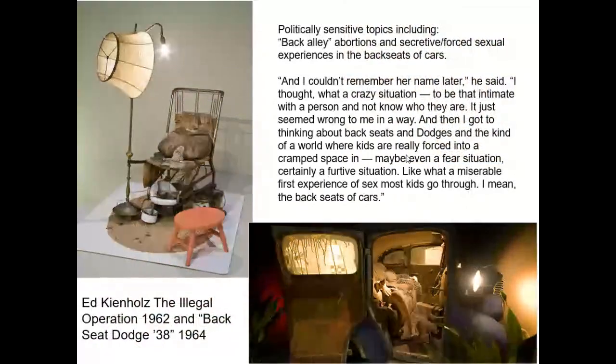Definitely the Kienholzes, Ed and his wife Nancy, who worked together as assemblage sculptors. They created sculpture by combining objects, both things that they found in the environment, things that they made and fashioned together. His work, their work together, is very much about very politically, socially sensitive issues. The illegal operation obviously references back alley abortions at points when abortion had become illegal in various states.